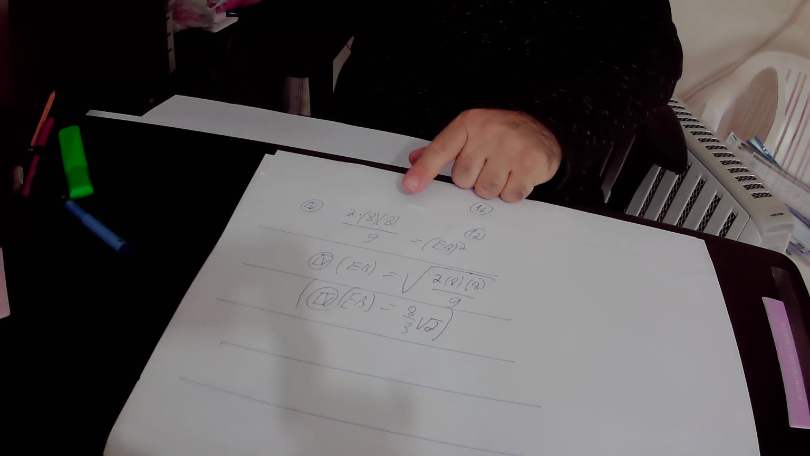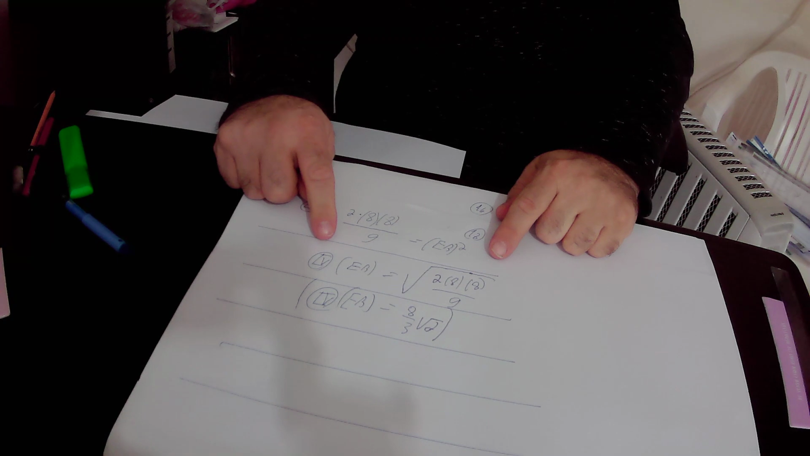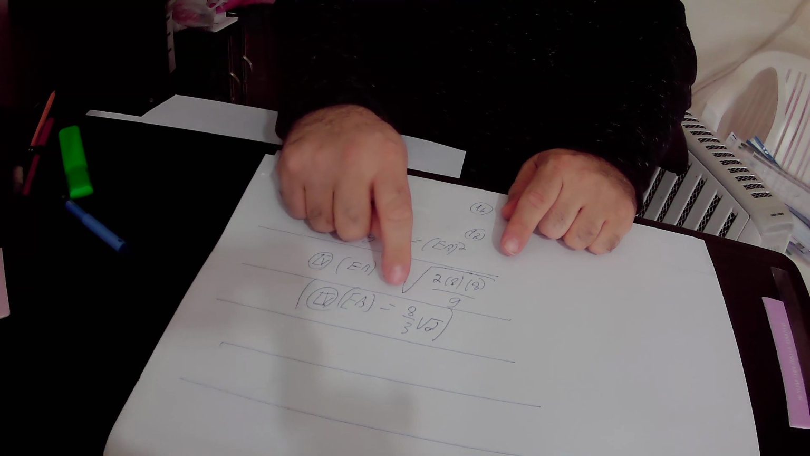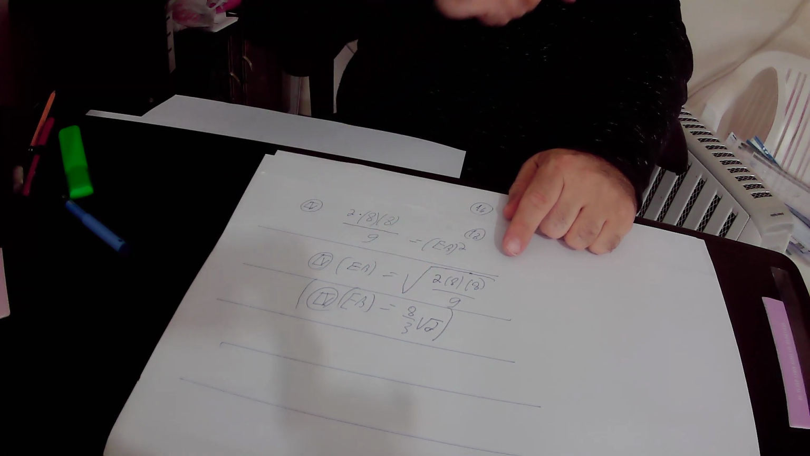Here we took a root of this equation number 2, and we found that EB equals the square root of 2 times 8 over 9. The square root of 8 times 8 is 8, and the square root of 9 is 3. So in total we got that EB equals 8 over 3 times square root of 2 units.